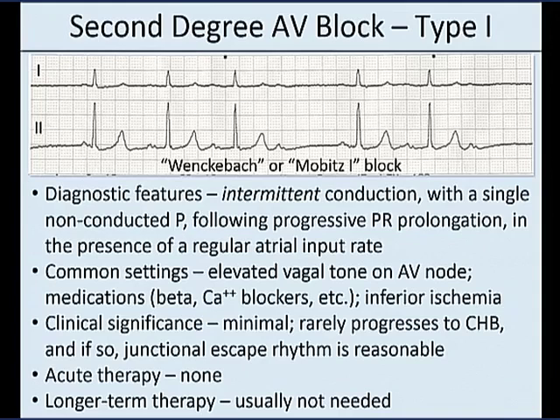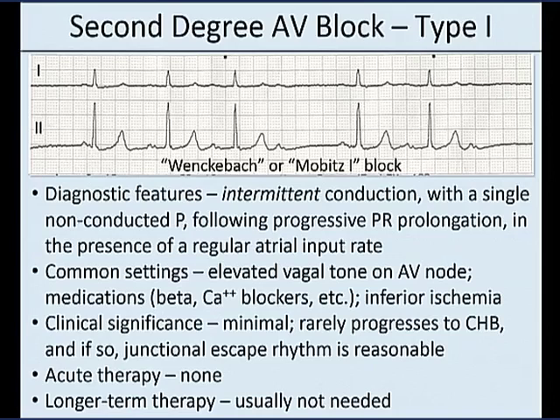Common settings for this include elevated vagal tone, its effect on the AV node, beta and calcium channel blockers. Inferior ischemia can certainly cause this, but not by a direct ischemic mechanism on the AV node, but by reflex vagal activation. It has not too much clinical significance. It's a single dropped P wave. It occurs every once in a while, so hemodynamics are not too perturbed by that.